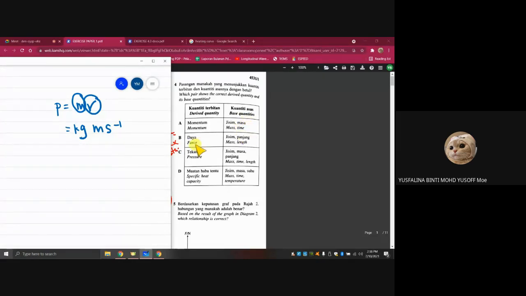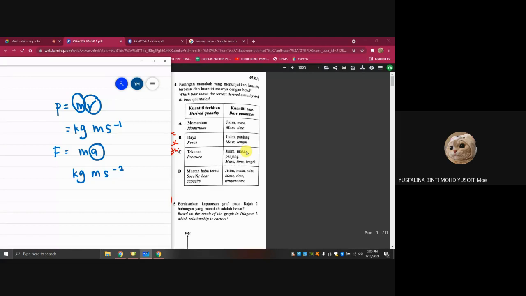Alright, for B, so what is the formula for force? This one is very easy. What's the formula for force? Yeah, ma. Okay, so m is kg, a is acceleration, ms negative 2. Okay, don't be confused with velocity. Velocity ms negative 1. Acceleration ms negative 2. Okay, so let's check. You see it consists of mass. Yes, we got mass here. Okay, we got length. Yes, we got length here. But how about time? Okay, so there is no time here, right? So B also wrong.